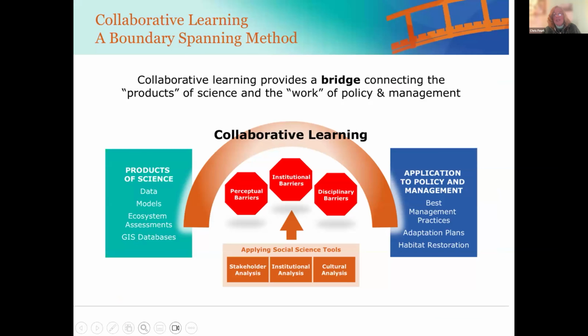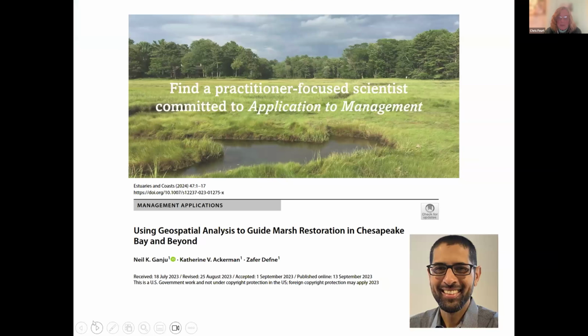And collaborative learning is the skill, I call it a method for boundary spanning. And the method of collaborative learning is just like a scientific method that we're all familiar with, only it's about how to bridge that gap between products of science like geospatial science and things like habitat restoration. And all the tools we developed that I'll share later serve to apply social science to doing this kind of work as a boundary spanner.